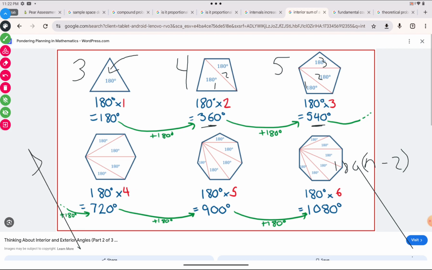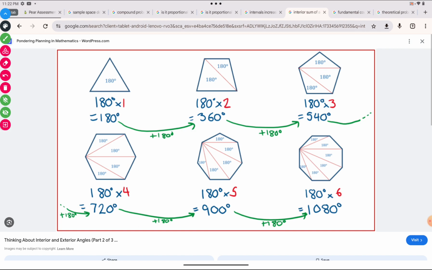Okay, so as an example, let's look at this hexagon here. As you can see, this is six sides: 1, 2, 3, 4, 5, 6. And again, you can subtract 6 minus 2 and see that it has four triangles on the inside. And then 180 times 4 will give you your interior sum.